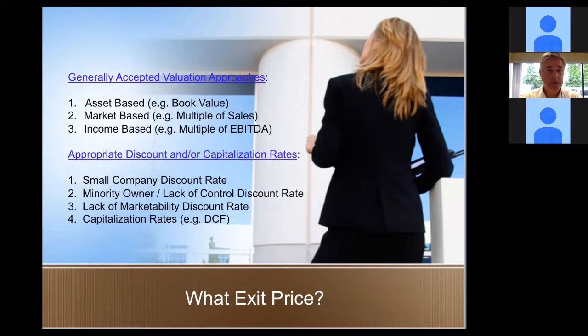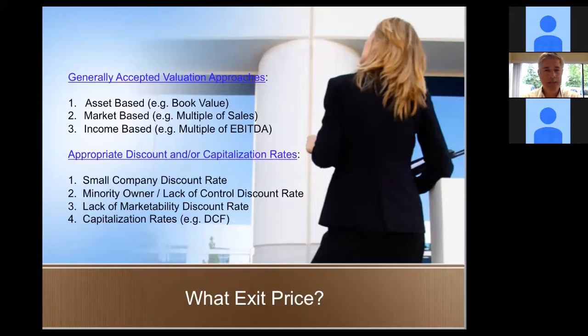The second approach would be a market-based, some multiple of sales, and often you might hear of similar businesses within your industry that get sold at some multiple of sales. That would be a market-based valuation. The third, and maybe the most often used in my experience, is the income-based approach, some multiple of cash flow. Now, you may be familiar with this acronym EBITDA.